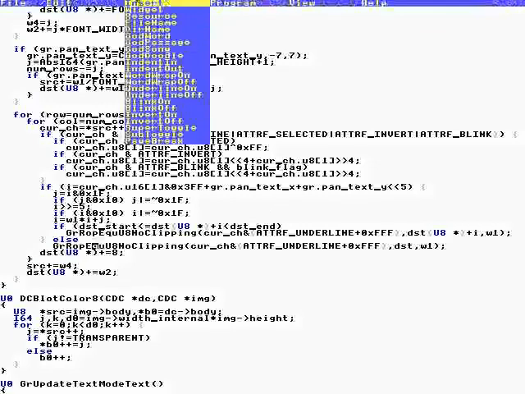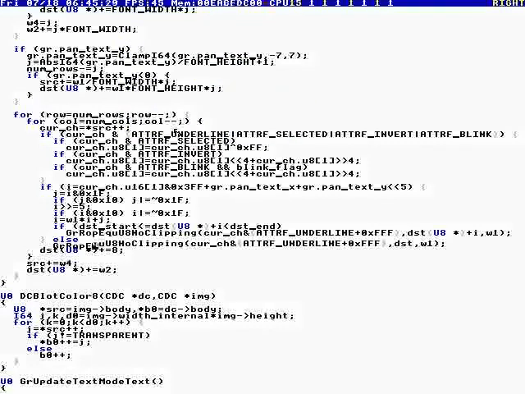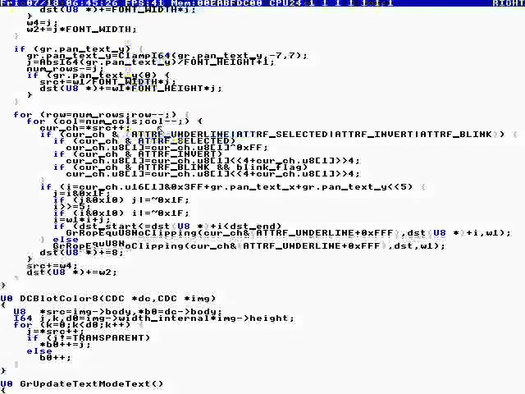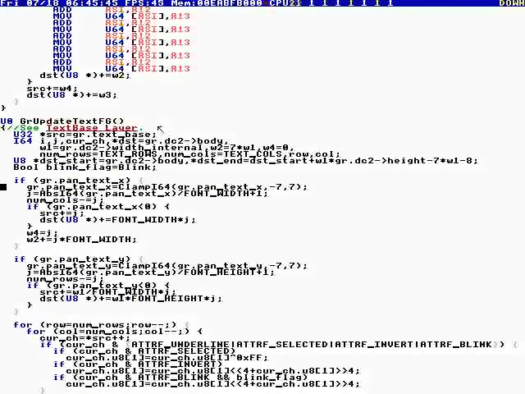Watch this. I'm going to insert a superscript and then a subscript. So you see how I shifted those off the grid? So you can have superscript and subscript. And I also added a pan. So that's where it draws the characters.